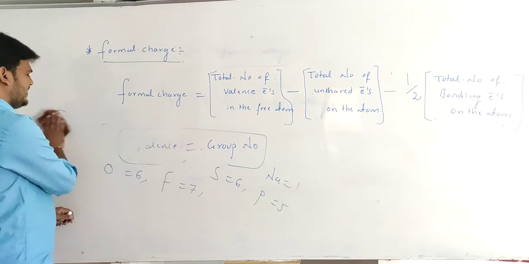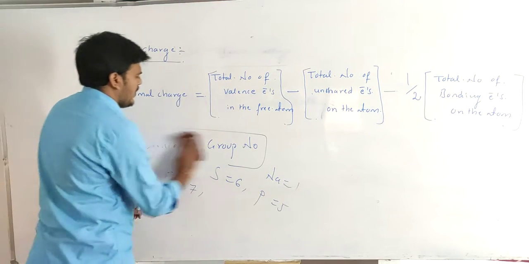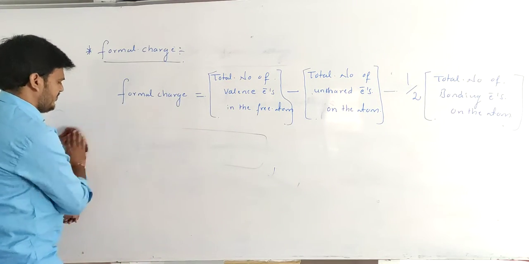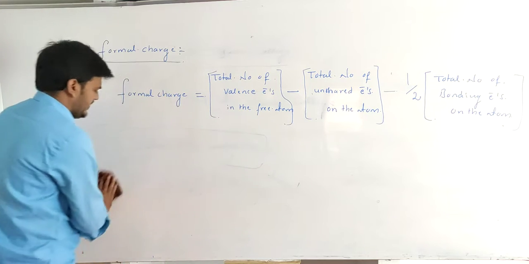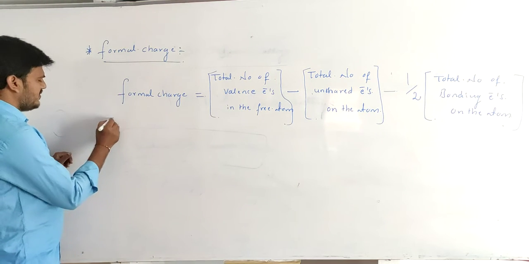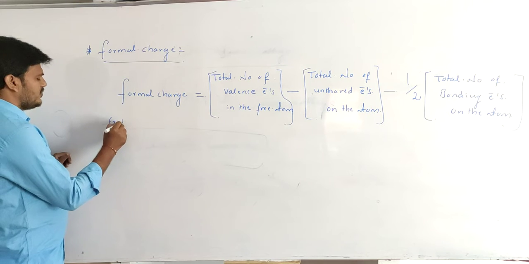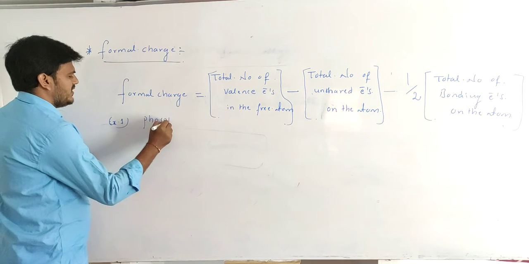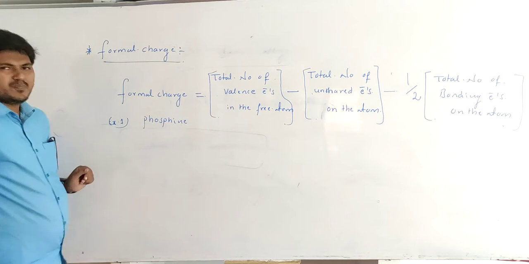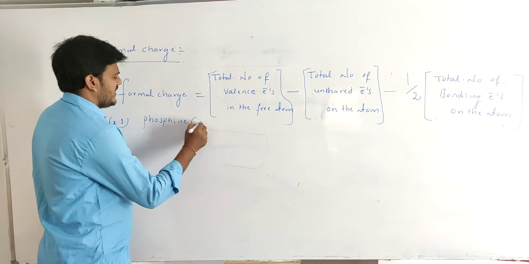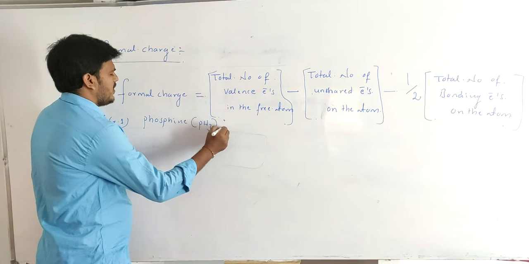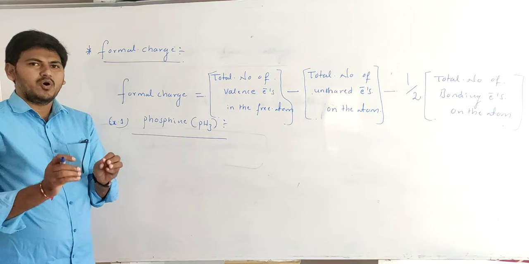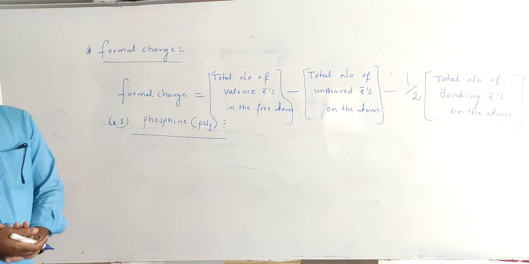For example, Example 1, phosphine. Phosphine's formula is PH3. First of all, the Lewis dot structure of phosphine.